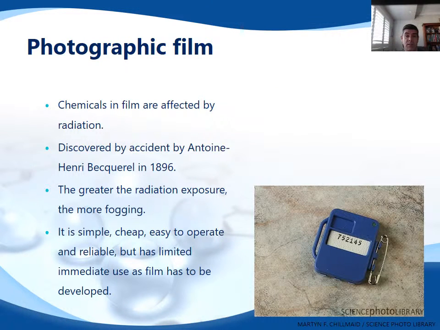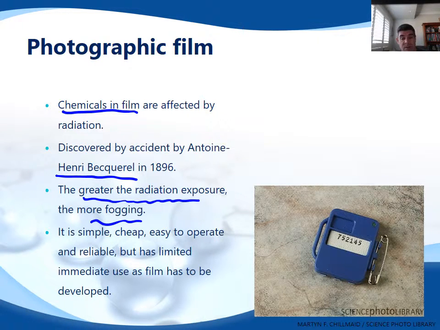So the first one is photographic film, and as you might have seen from an earlier slide, this was the discovery made by Henri Becquerel in the late 1800s, and it was the serendipitous discovery of the fact that certain substances do emit radiation, particles or photons of energy, and that can affect the chemicals in film. So the main thing with film is to be aware of the fact that the greater the exposure, the more the film gets exposed, the more fogged it is, or the darker it becomes.